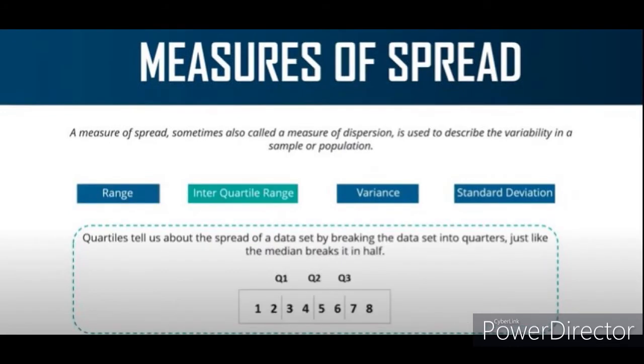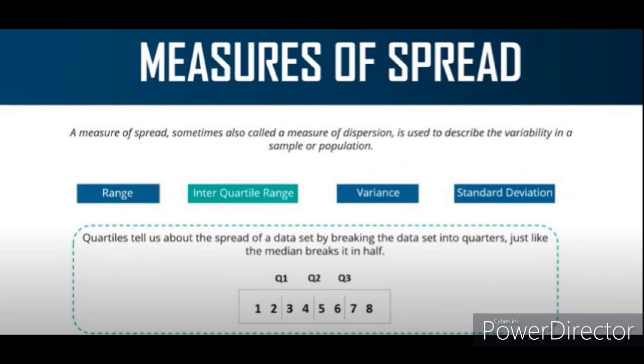Quartiles tell us the spread of a dataset by breaking the data into different quarters. Just like how the median splits the data into two parts, quartiles split it into different quarters to better understand how the interquartile range is calculated. Let's look at a small example.